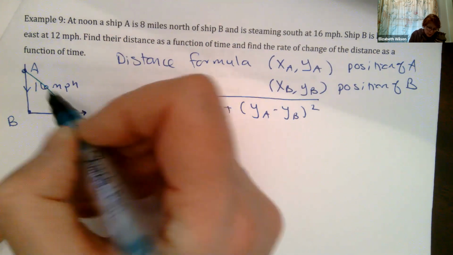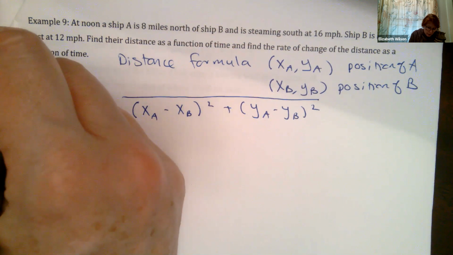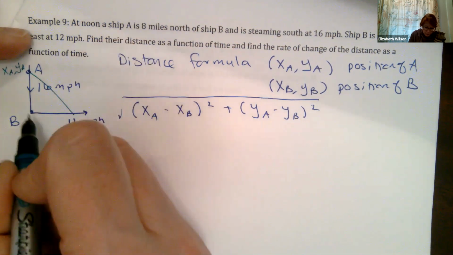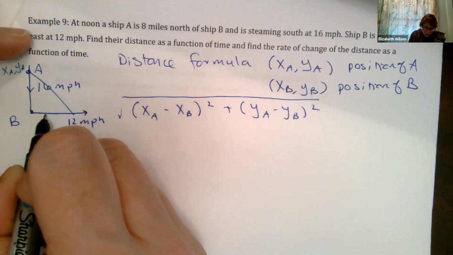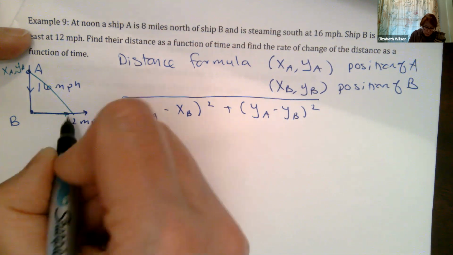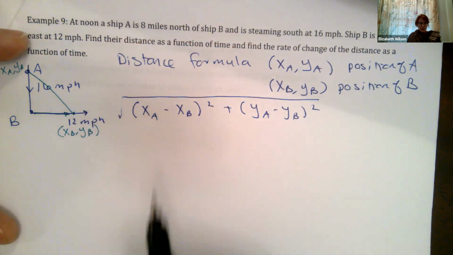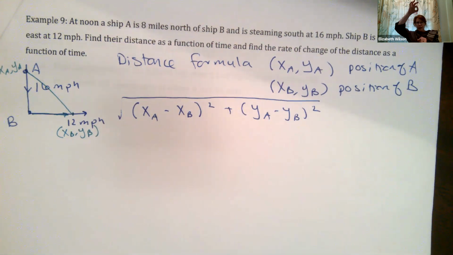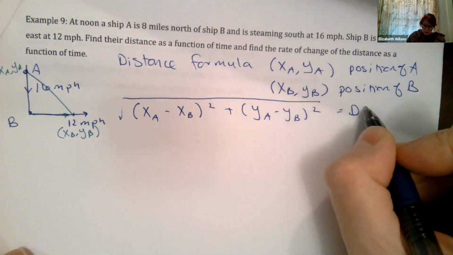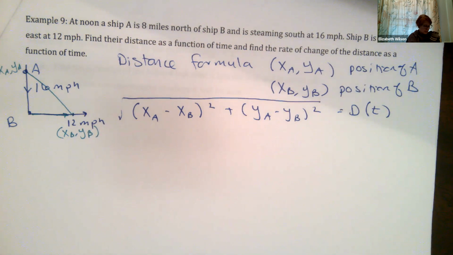You can think about it like this. This is x_A, y_A, and my B is moving this way, right? So this you can think about, this is x_B, y_B. Because at one time they're here, but then they go like that, right? So then what's their position? So this is their distance as a function of time. Okay, so we need to plug things in.